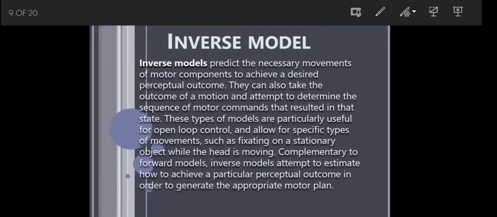So inverse models predict the necessary movement of motor components to achieve a desired perceptual outcome. They can also take the outcome of a motion and attempt to determine the sequence of motor commands that resulted in that state. These types of models are particularly useful to open loop control and allow for specific types of movements such as fixating on a stationary object while the head is moving. Complementary to the forward models, inverse models attempt to estimate how to achieve a particular perceptual outcome in order to generate the appropriate motor plan.